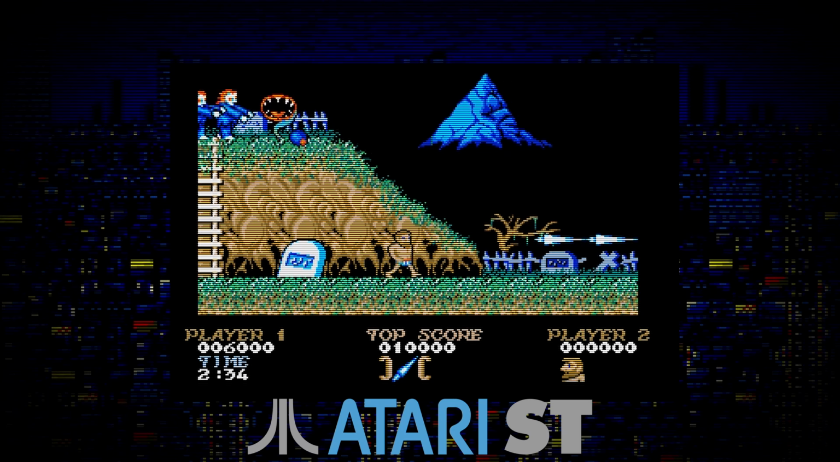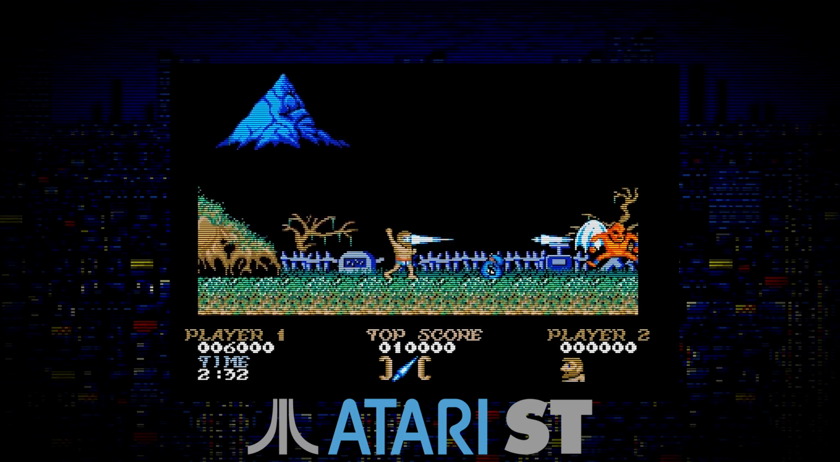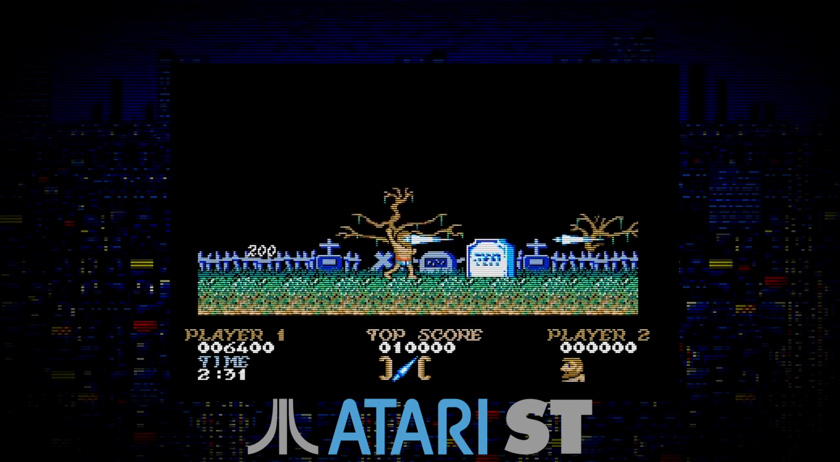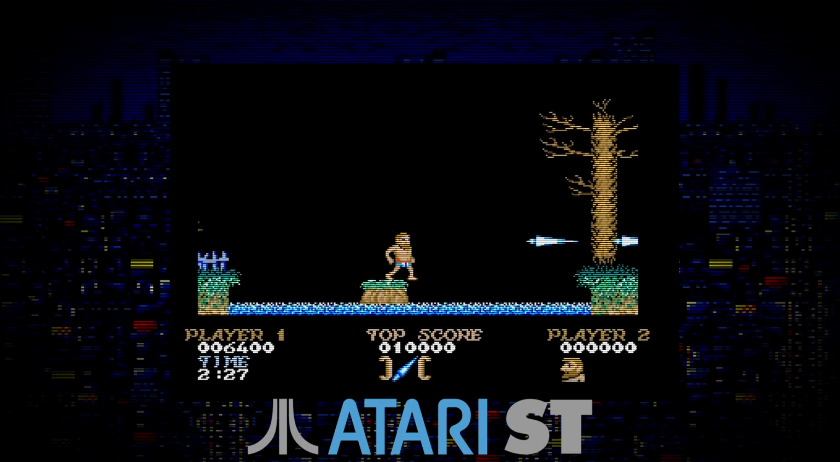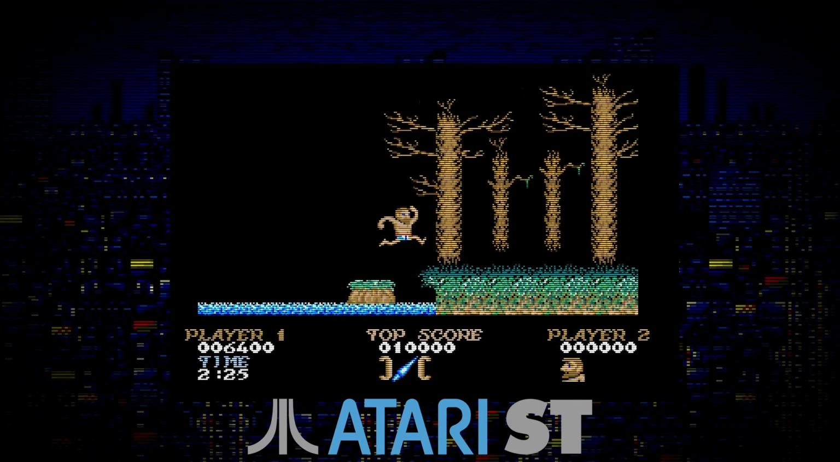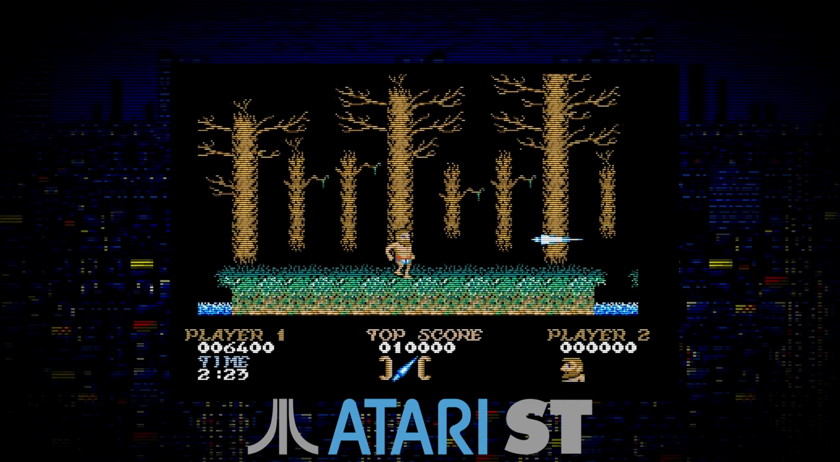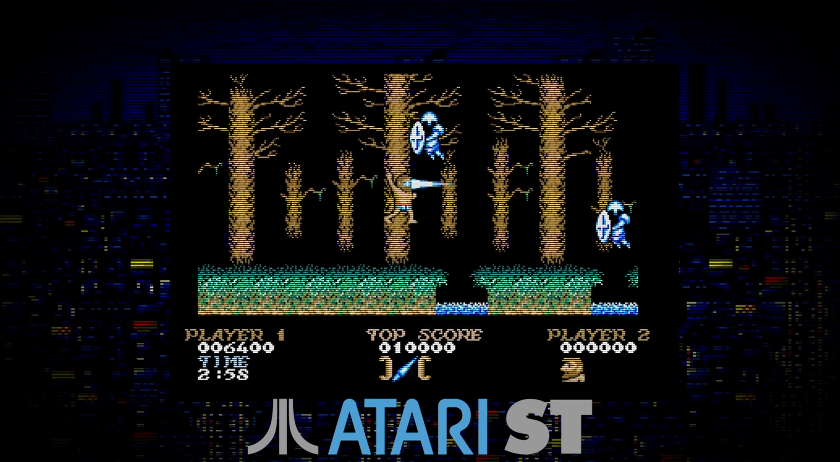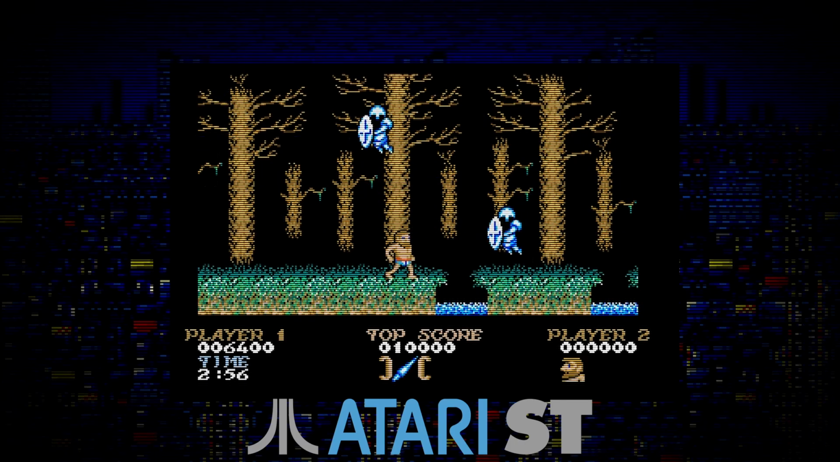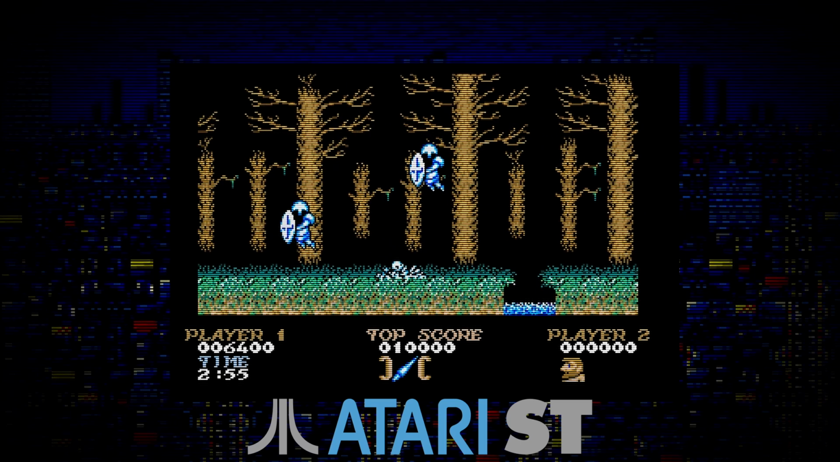Now, the Atari ST was a 16-bit home computer. Now, it was based around a Motorola 68000 CPU clocked at 8 MHz. It initially came with either 512K or 1 MB of RAM. It had a Yamaha YM2149 PSG/FM synthesis sound chip, which was capable of 3 square wave channels and 1 white noise channel in mono.